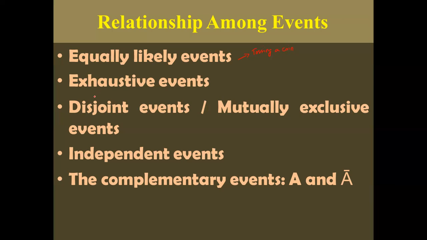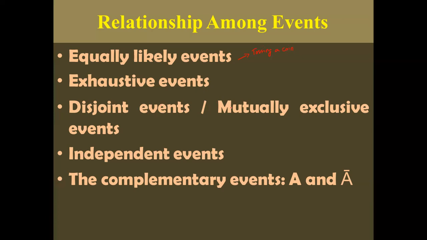Next, let us see what is an exhaustive event. The event such that at least one of the events compulsorily occurs. Then such events are said to be exhaustive events. A set of events which are related to a random experiment is called exhaustive set of events if at least one of the events must necessarily occur. In tossing a coin, the outcome will be head or tail. Any one of the outcomes will definitely happen. Such events are called exhaustive events.